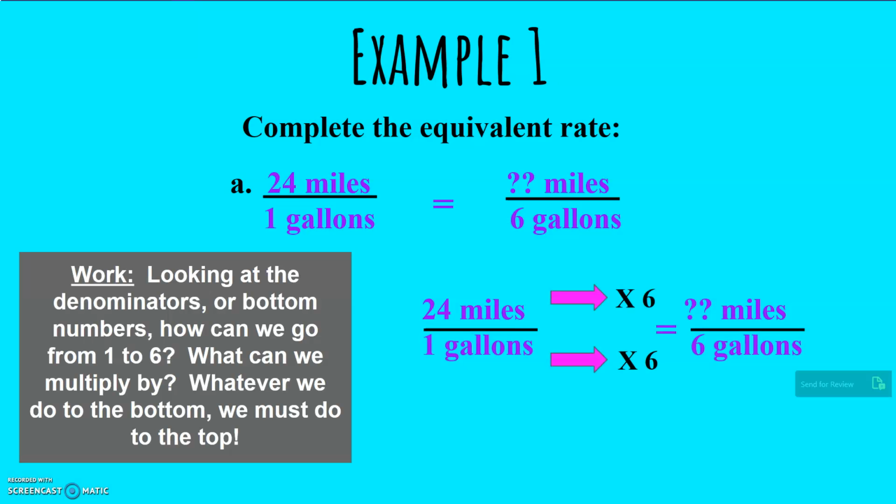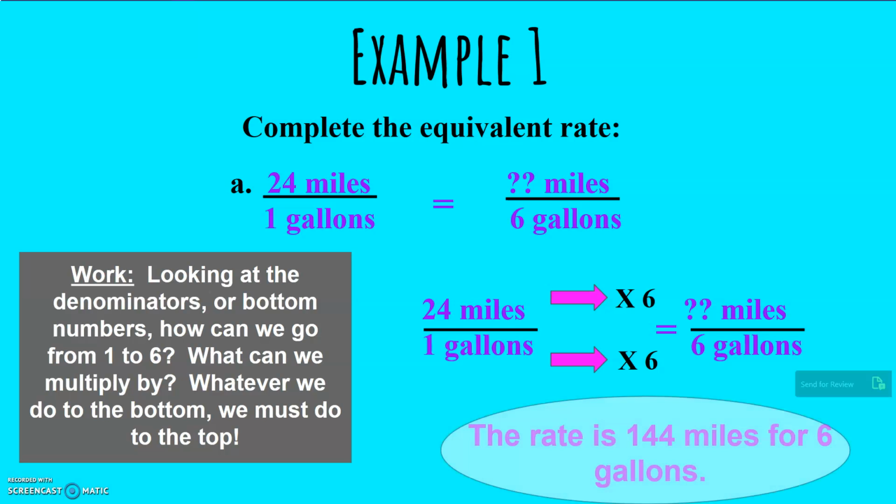In this case, we're going to multiply by 6, since that's how we go from 1 to 6. 24 times 6 is 144. That means they went 144 miles for 6 gallons. Not the best mileage rate, but it'll do in a pinch.